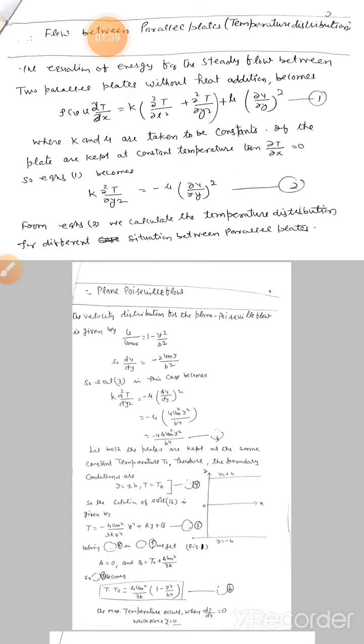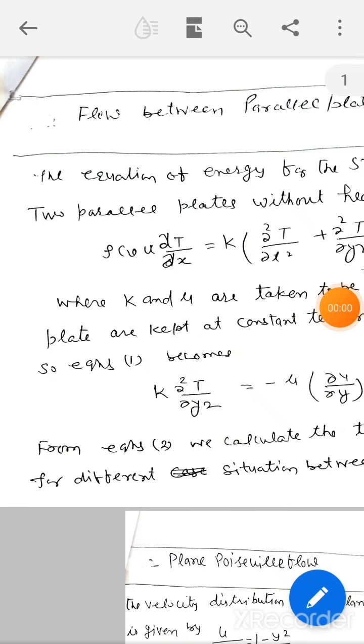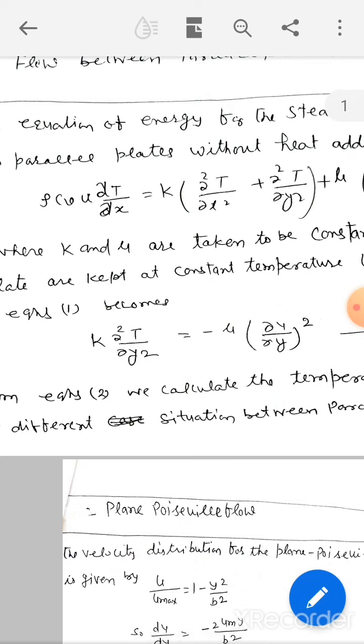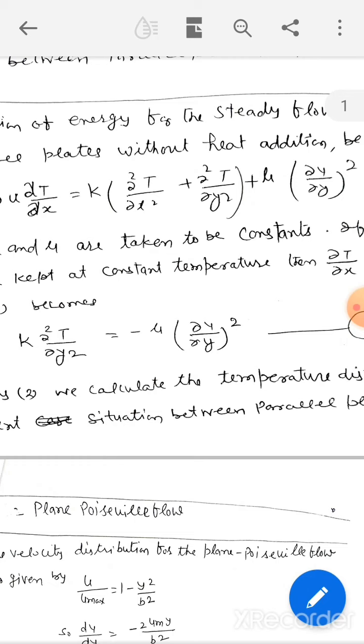Now the case is flow between parallel plates. In the previous video, a simple solution of the fundamental governing equation was obtained for the flow between two parallel plates kept at a finite distance apart. The equation of energy for the steady flow between two parallel plates is given by rho Cv u del T by del x equal to kappa into del square T upon del x square plus del square T upon del y square, plus mu into del u by del y whole square, which is equation number 1, where kappa and mu are taken to be constant. Kappa is the thermal conductivity and mu is the viscosity.